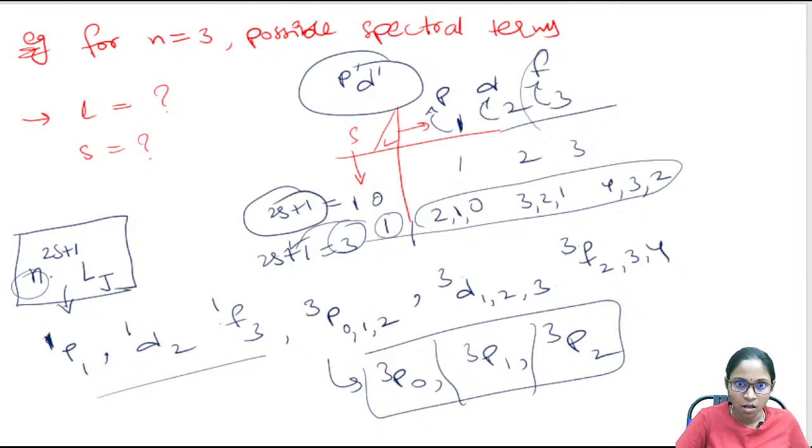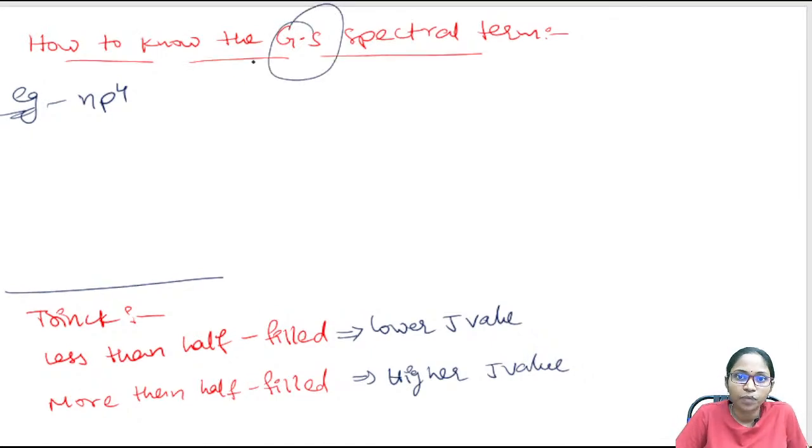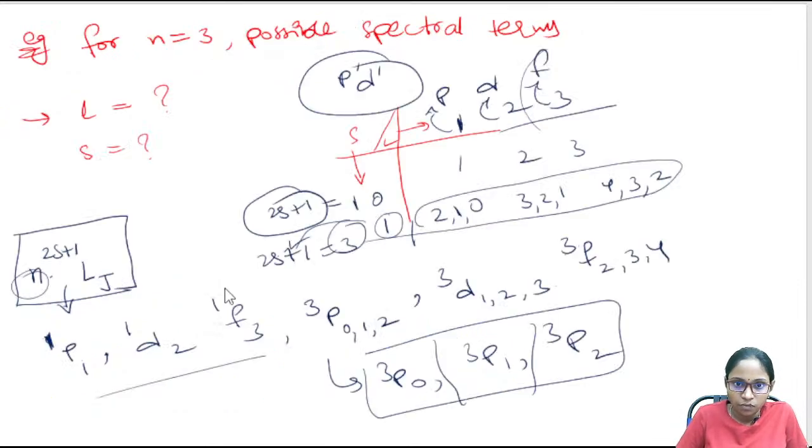And how to find out the number of spectral terms or the degeneracy? I will explain this in our further class. Before that, we have to find out the ground state spectral term. Out of these spectral terms, what will be the ground state spectral term? We have to find that out, and your work is to find out the possible spectral terms for n equals to 3. This is your work.